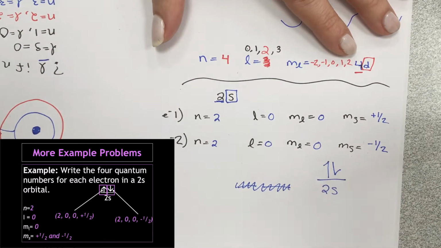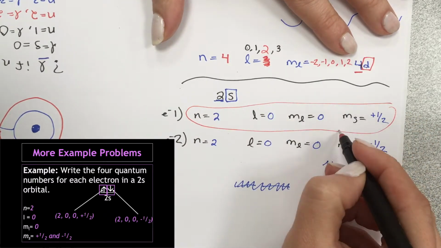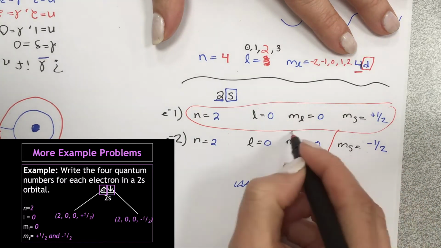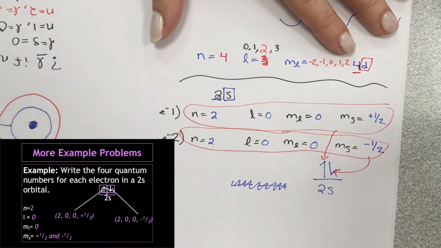Sorry, this might also be helpful. I'm sure you can see on the PowerPoint, but these are the quantum numbers for that electron.